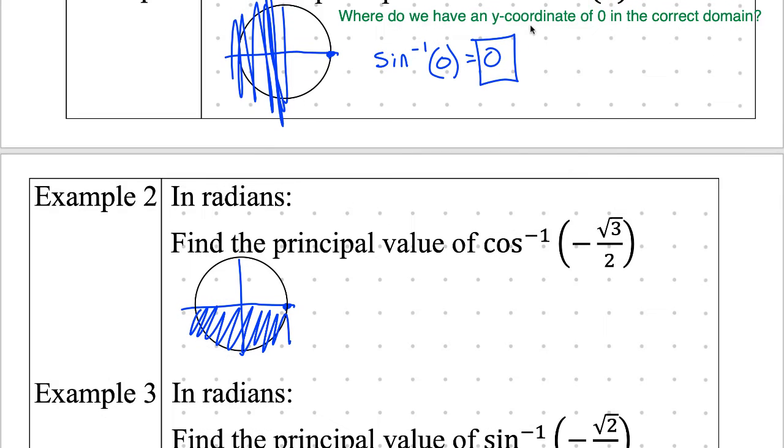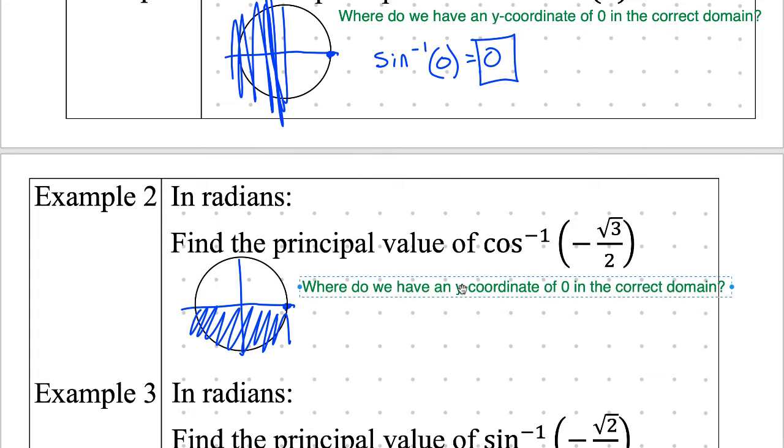So I'm going to go ahead and copy paste this same question. No, I don't want to write on that. I want to grab you. Copy paste the question. And now it's asking for the x coordinate because it's cosine, not sine. So where's the x coordinate of? And I'm going to probably just leave some space so I can actually write in that value. An x coordinate of, and it needs to be the negative square root of 3 over 2 in the correct domain.